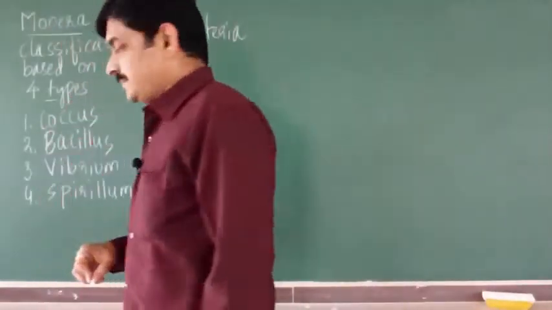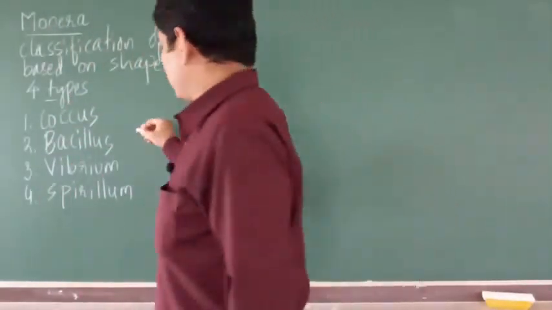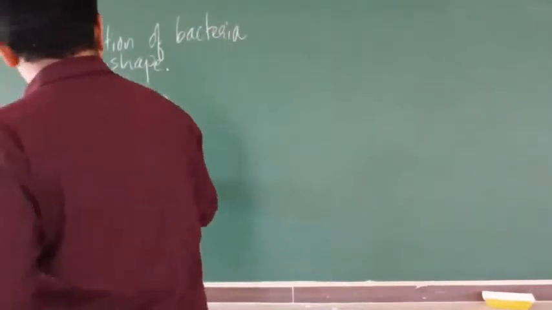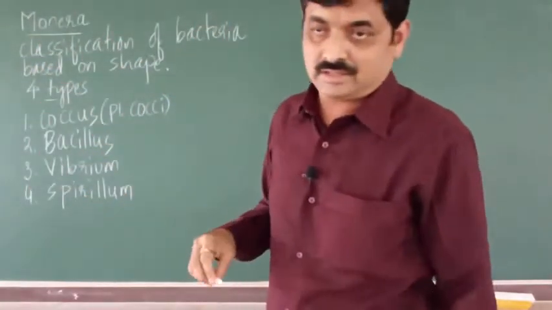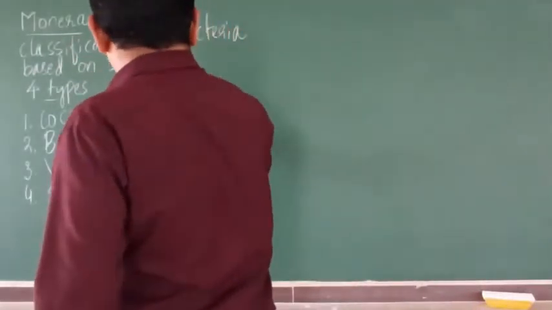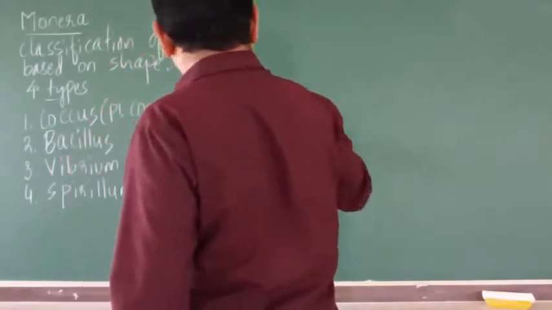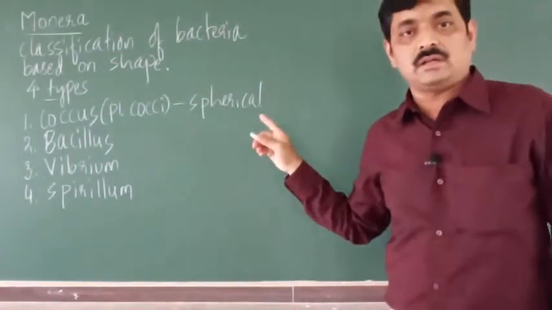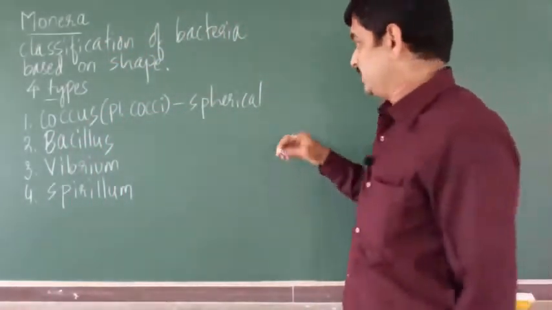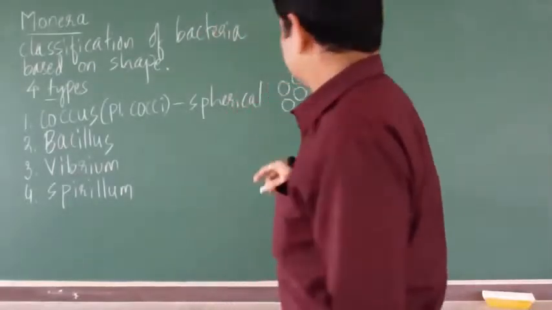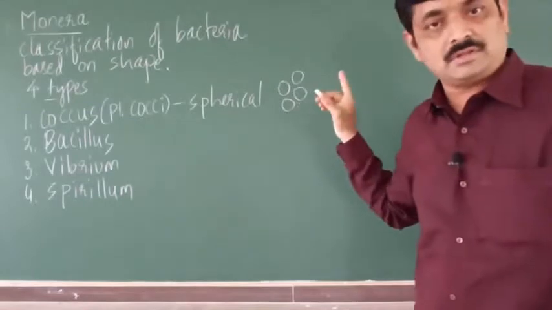So coccus is singular. The plural form is cocci, right? Now these cocci are spherical bacteria. They are spherical in shape. So this is the shape. So they are spherical shaped bacteria.